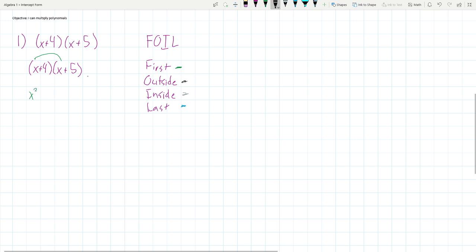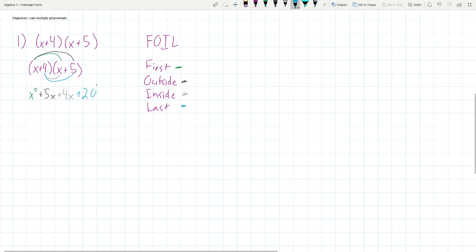Then we're going to do the outside. And you can think of these as the outside being on the outside of the equation. And so we do this x times this 5, and we get a positive 5x. Then we do the inside, and we go from 4 to x, and so I get a positive 4x. And then I go to the last ones, which are the last ones in the parentheses, so it's 4 and 5, and that gives me a positive 20.